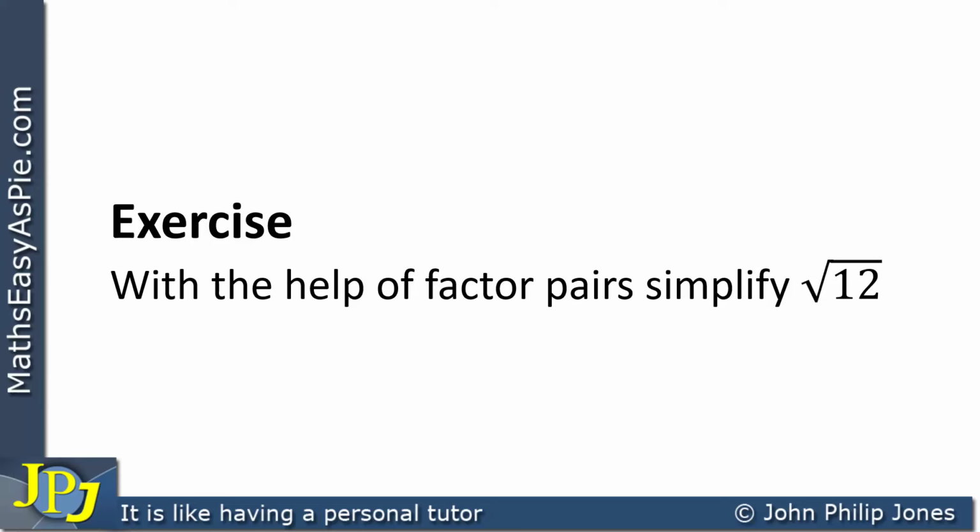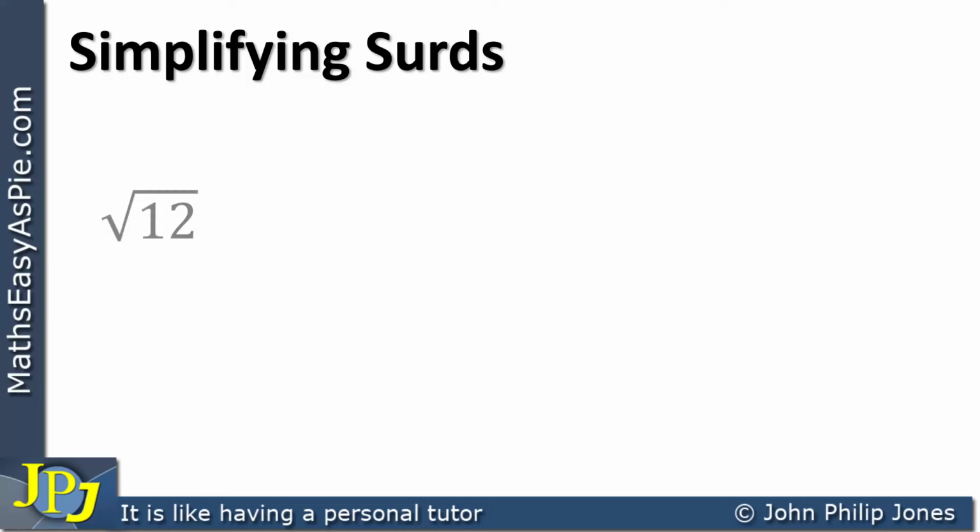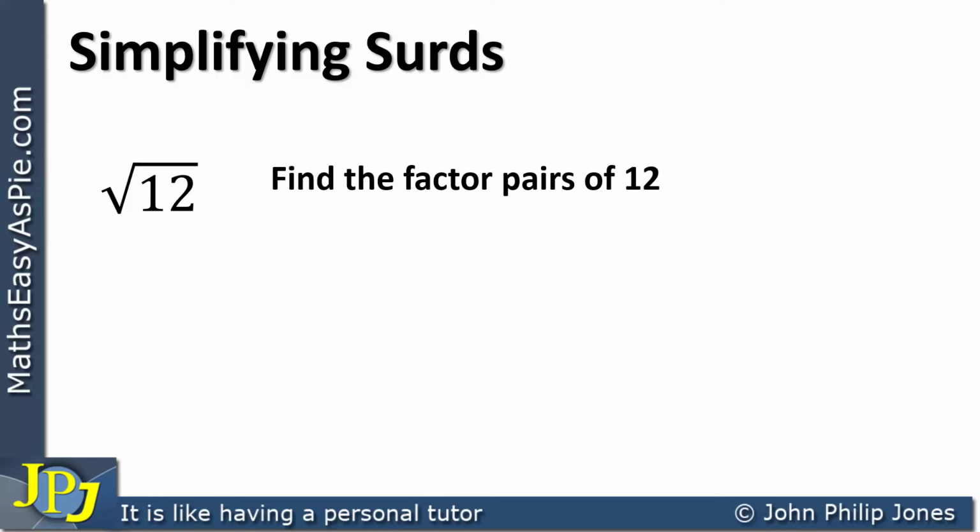This exercise on surds is asking, with the help of factor pairs, simplify the square root of 12. Let's consider the square root of 12, and I'm going to consider the number under the root, which is 12, and I'm going to find the factor pairs of 12.